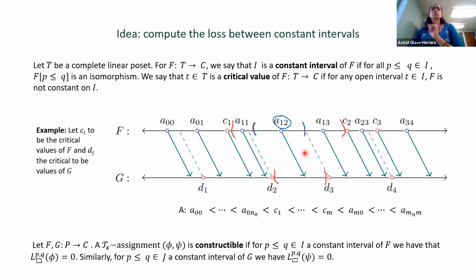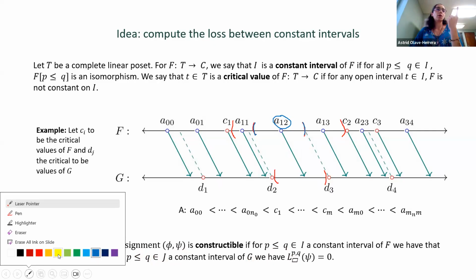Okay. So to do that, I need to give a definition. I'm going to say that a T epsilon assignment is constructible if, for elements that are in a constant interval of F, the loss defined on the parallelogram of those elements is equal to 0. And similarly, if we take elements that are in constant intervals of G, we have the same thing.